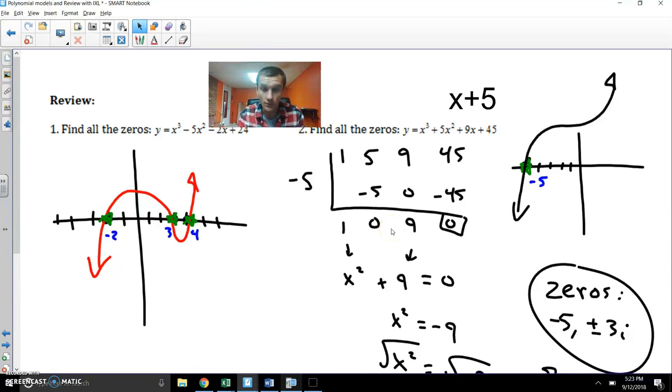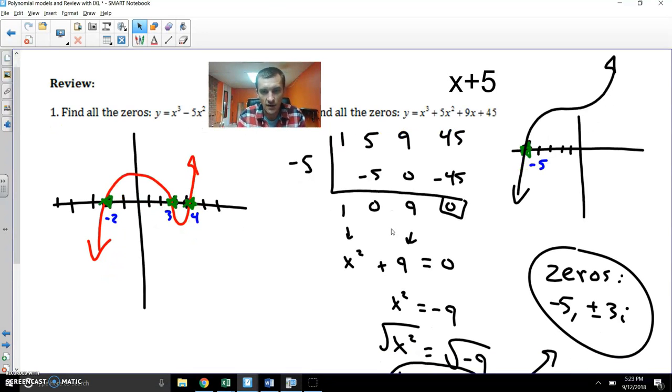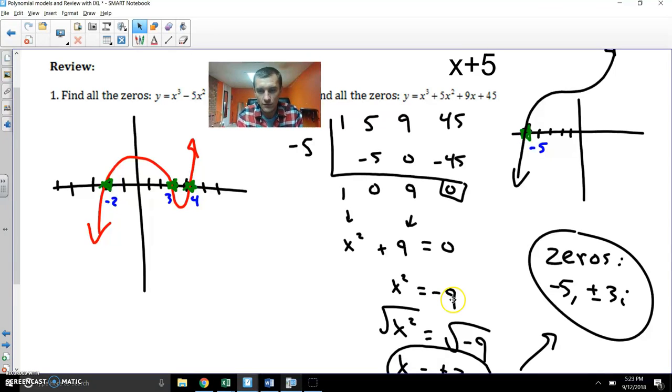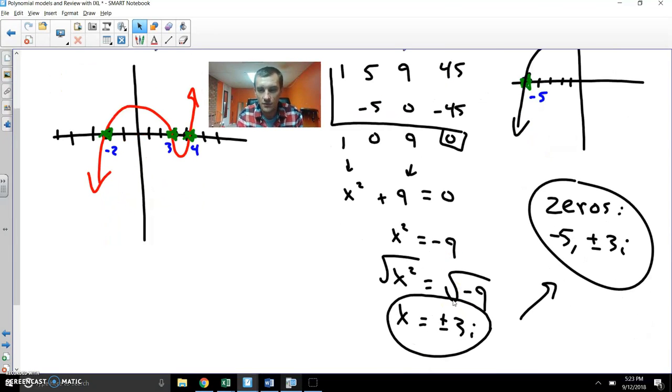Now this one's actually a little easier because I don't have to use the quadratic formula, as long as you understand that you can solve using square rooting. So I'm trying to find the zeros that are imaginary. So I subtracted 9 to the other side, making it negative on the right. And then when you square root -9, you get plus or minus 3i. It's an imaginary value, so you have to have i there.